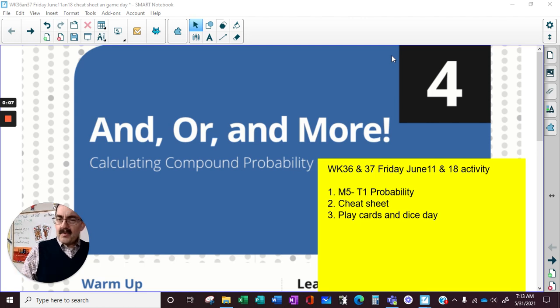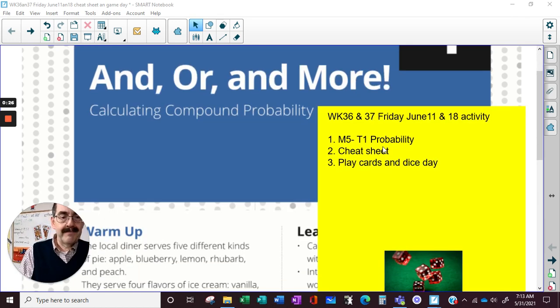The second and third week of June. Imagine. And these are our Fridays. We've got this big, thick cheat sheet. Okay, so everybody take out your cheat sheet packet, and we want to just go through those entry, task, exit slips, and then play games. Cards, dice. You pick. Let's get started.